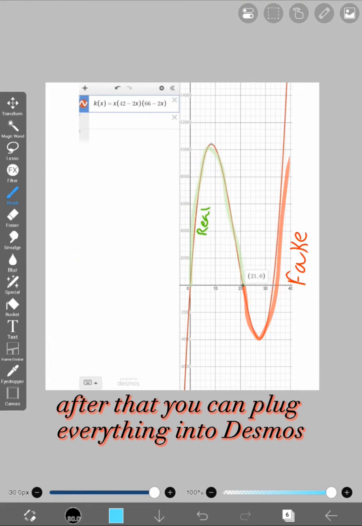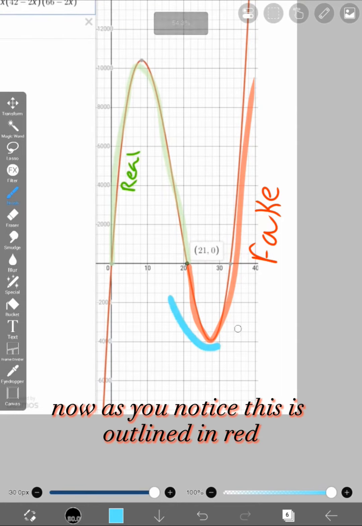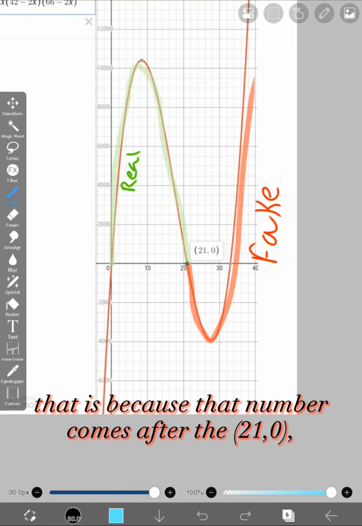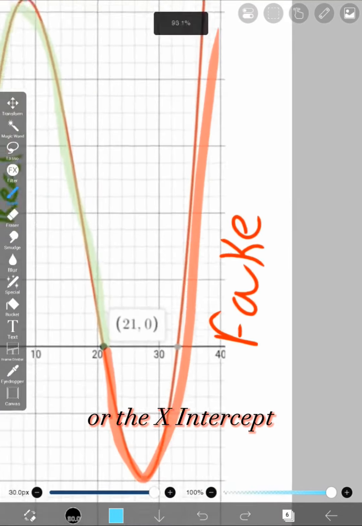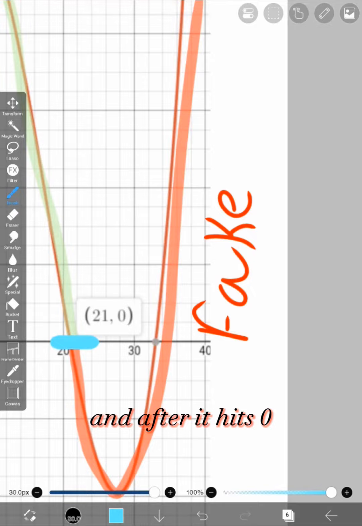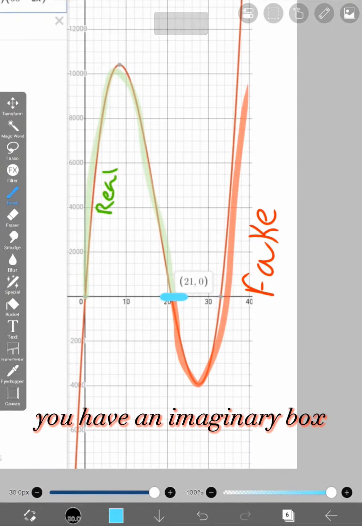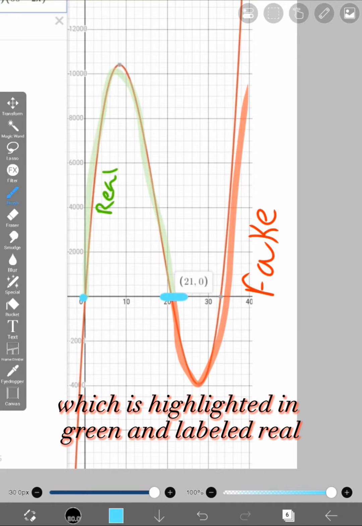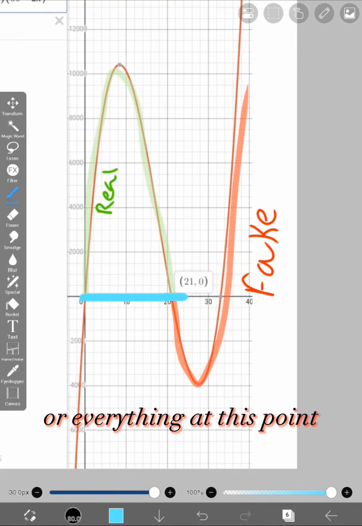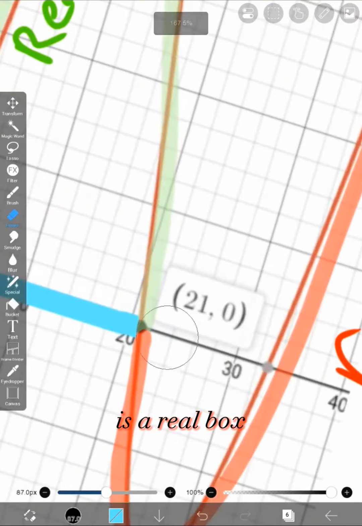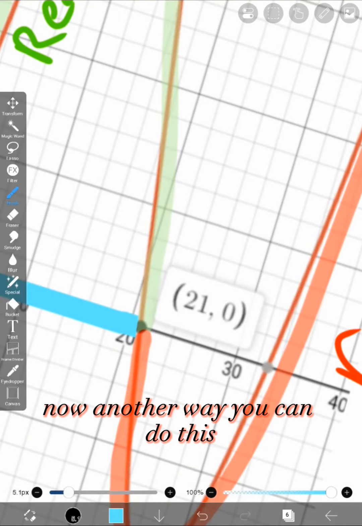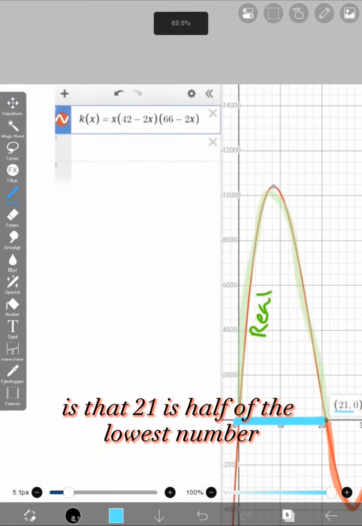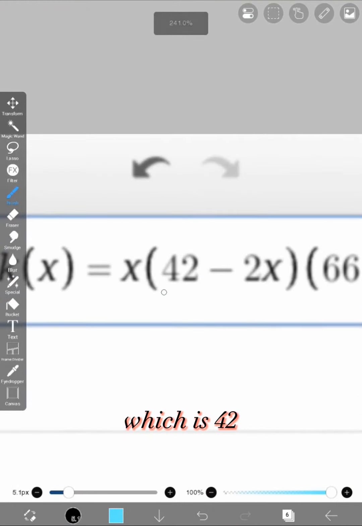After that, you're going to plug everything into Desmos, so it'll give you the shape. Now, as you notice that this is outlined in red and is called fake. That is because that number comes after the 21, 0, or the x-intercept. And after it hits 0, you have an imaginary box. So everything before that, which is highlighted in green and labeled real, or everything at this point, is a real box.